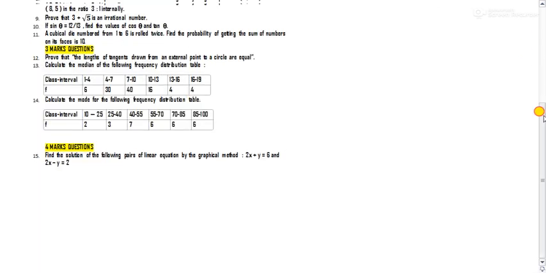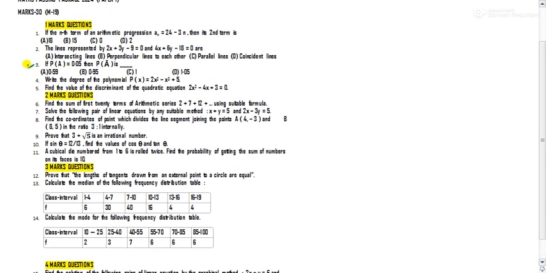Question number 3. So what is the question? If P of A is equal to 0.05, then P of A bar is dash. So which chapter is this? Can you answer? Probability, sir. Yeah, it is probability. Very good.